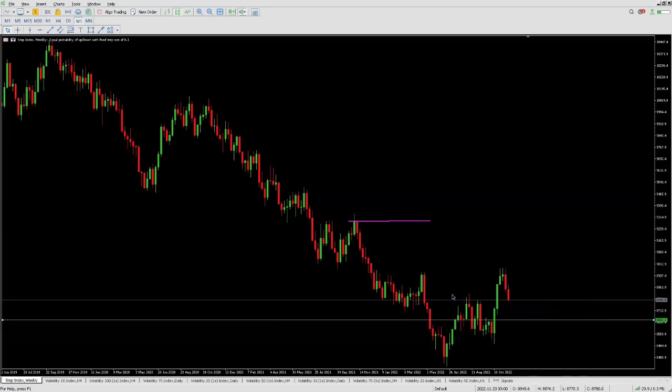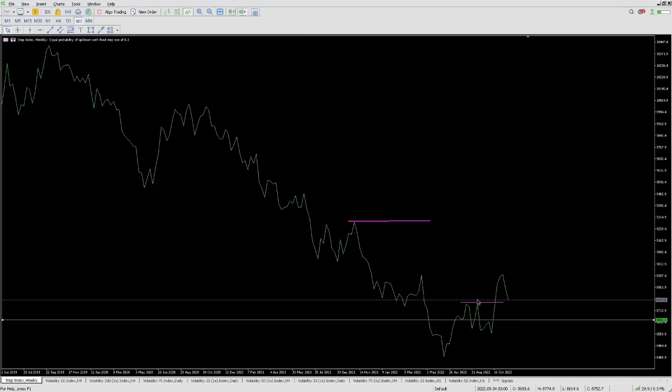Now, let's just say this is a high over here. Can you see this is a high? If you can't see that this is a high, you go to the line graph. I'll show you. On the line graph, you can clearly see that this is a high. You see, price came, failed to break, came here, failed to break, and then it finally broke.